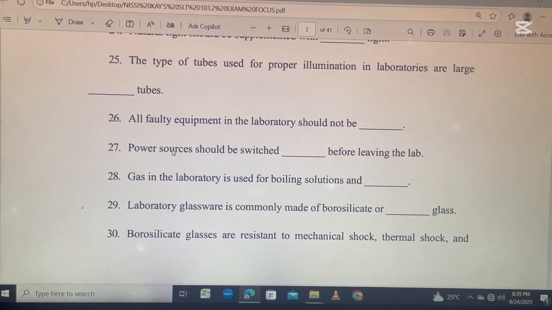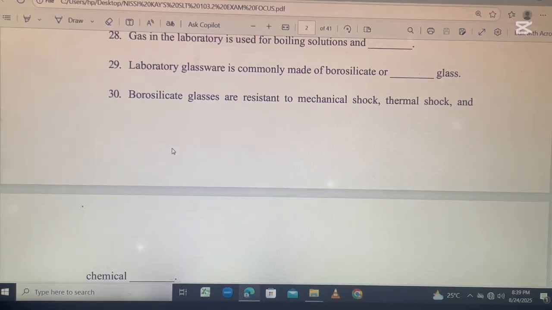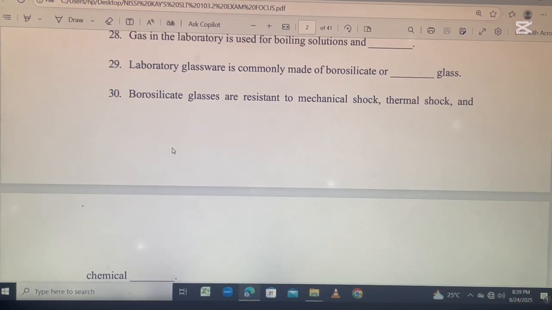Now, gas in the laboratory is used for boiling solutions and flaming. So it's actually used to either boil solutions or to produce flames. Most gases are flammable in nature. Now, laboratory glassware is commonly made of borosilicate or soda lime glass. So those are the types of glasses used to make laboratory glassware. Those are the common ones.